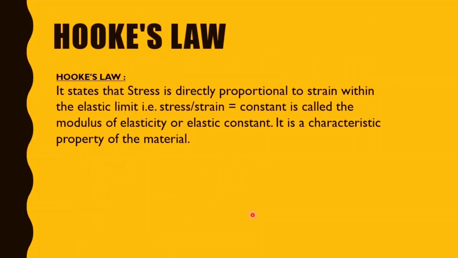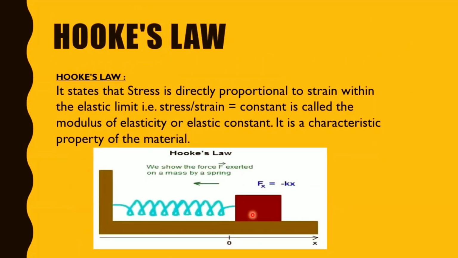Now we will know about Hooke's law. It states that stress is directly proportional to strain. That means stress by strain is equal to a constant within the elastic limit, called the modulus of elasticity, or you can say elastic constant. It is a characteristic property of the material. We show the force F exerted on a mass by a spring. So like this. Here also Hooke's law states stress by strain within a certain elastic limit.